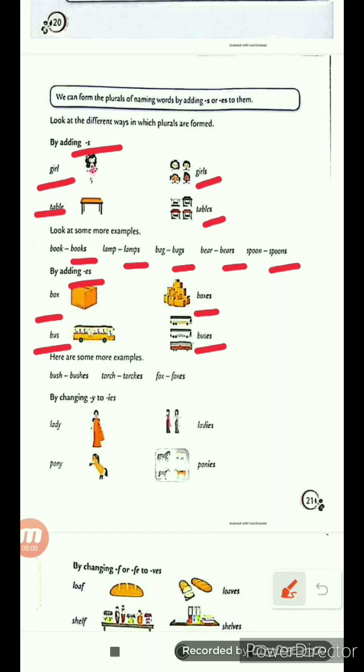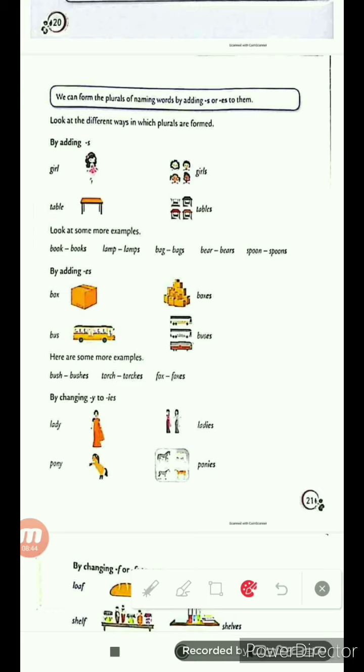Here more examples are there. sh, that is bush. We are making it bushes. Next is torch, ch. We are making it torches, es. Fox, that is x as the last letter, es. So x, s, sh, ch, ss. If the word ends in these, we will add es to make it plural. Okay, children?